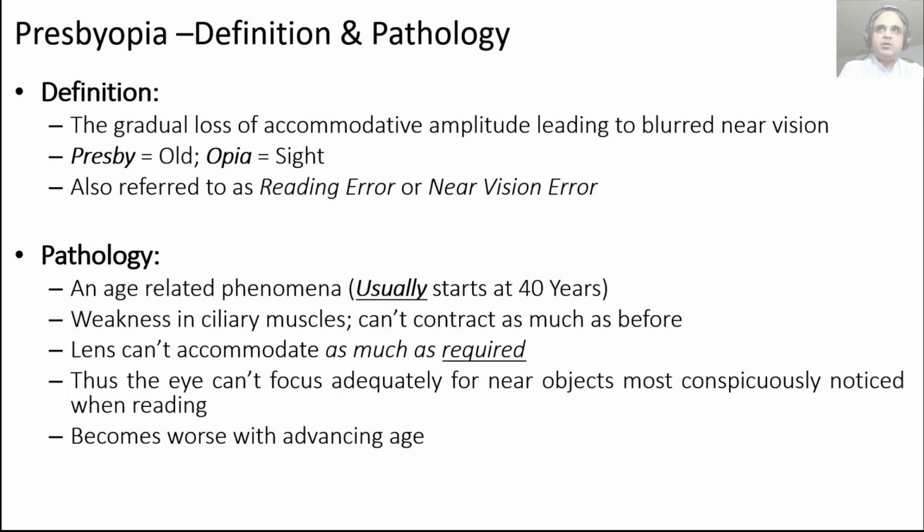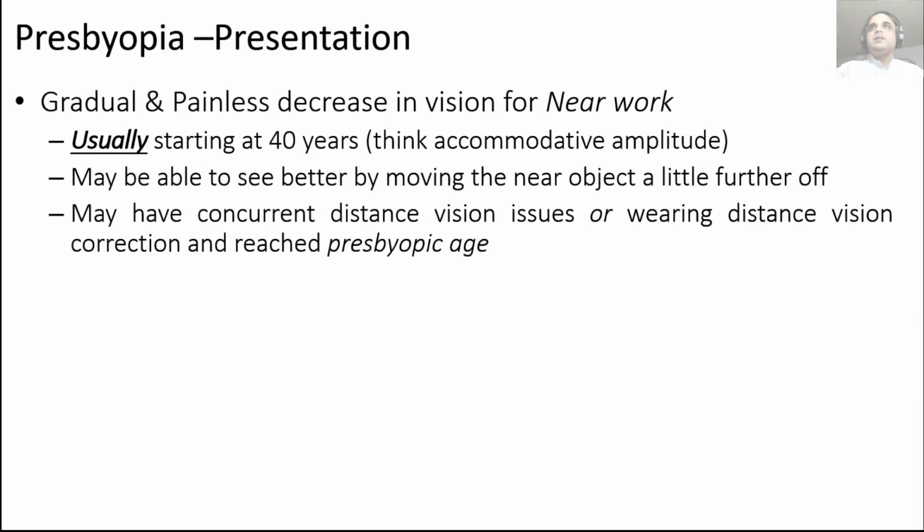The most common time this is noticed is during reading, because the most common thing that you should be doing with your eyes at near is reading. And as you age more, your ciliary muscles would become weaker, and this presbyopia would become worse with advancing age. So how do these patients present? Well, they are obviously going to present with gradual and painless decrease in vision for near work.